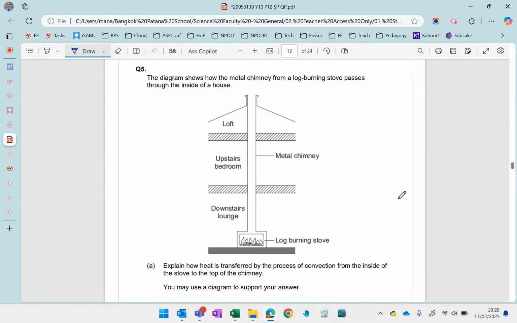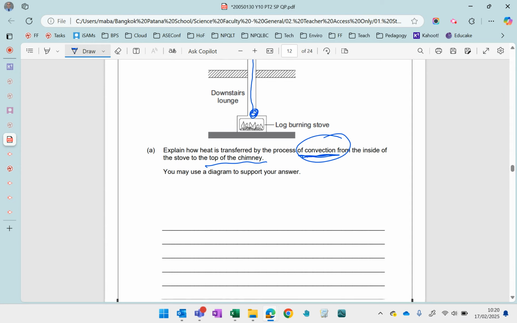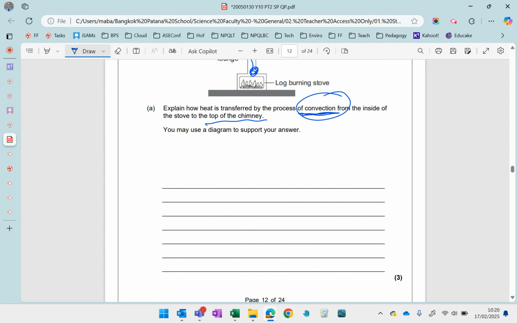Moving on to question 5. Explain how heat is transferred by the process of convection. So they're telling us that it's convection from the inside of the stove to the top of the chimney. Okay, so we're interested in why the heat goes from there to there. All right, and they're asking us to explain convection. It's a 3-mark question.